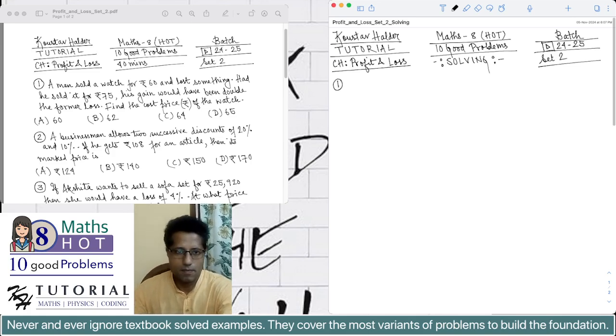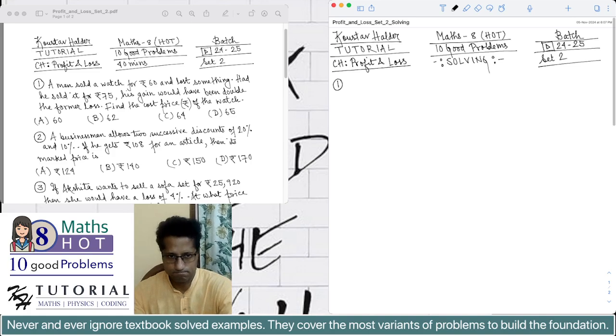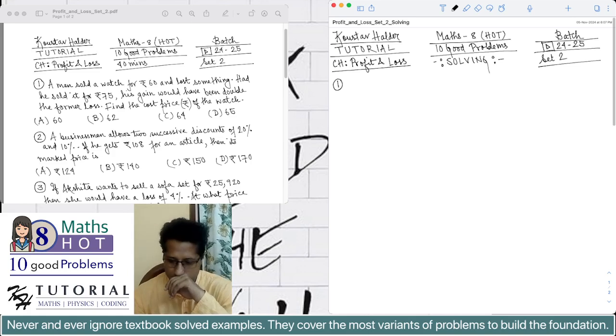Problem number 1 says a man sold a watch for rupees 60 and lost something. Had he sold it for rupees 75, his gain would have been double the former loss. Find the cost price of the watch. Now, it is a standard method that whatever quantity or value is being asked to find, you can always assume that value as a variable and proceed with all the given information, applying the concepts of profit and loss.